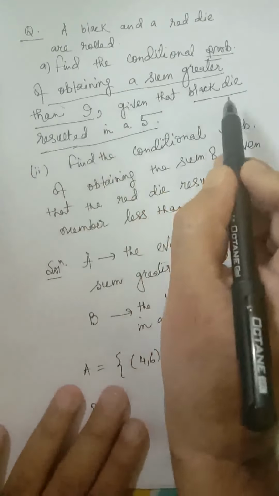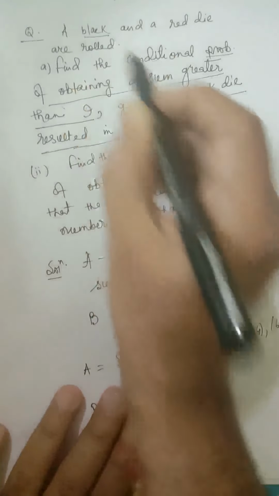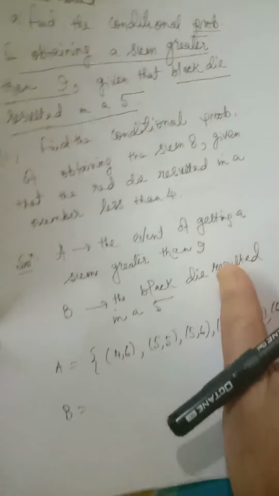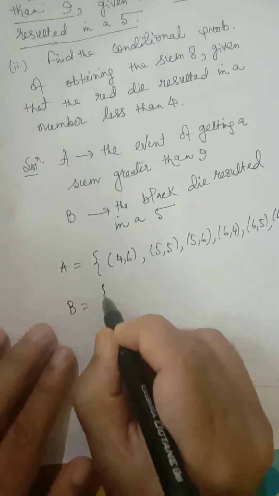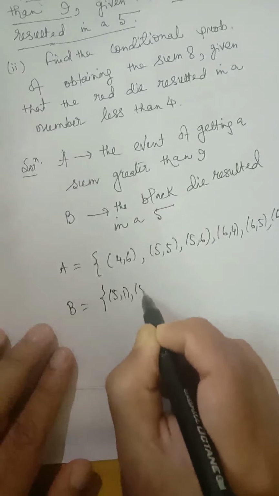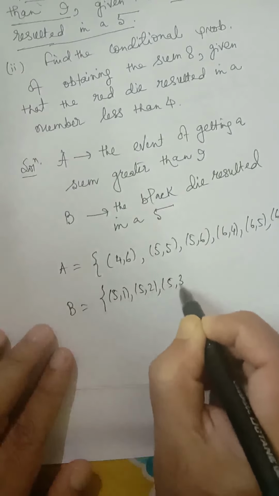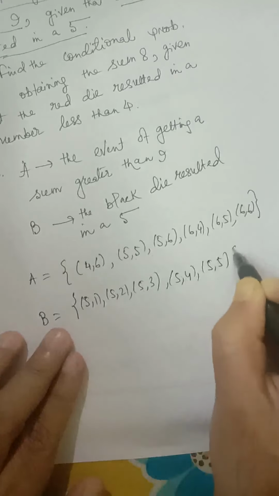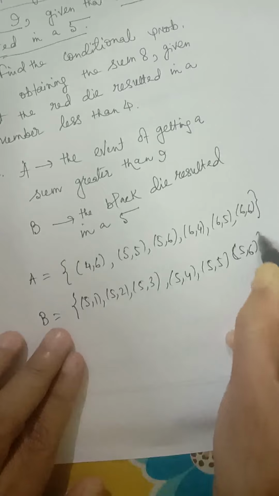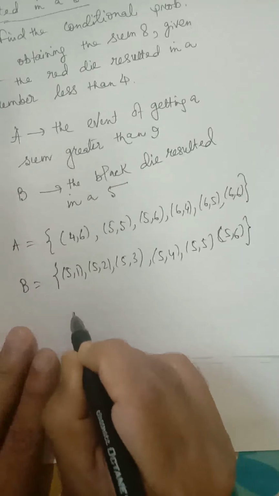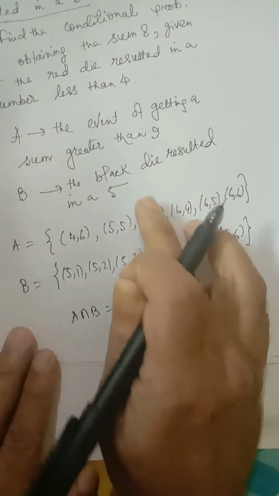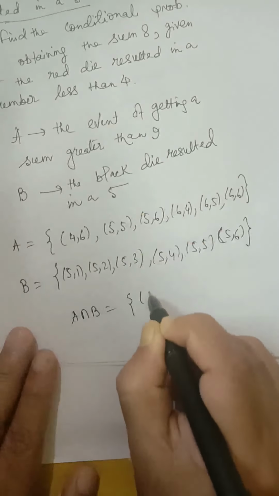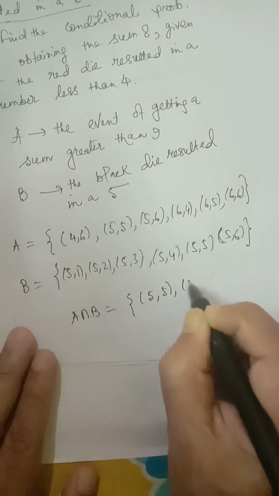B, the black die. Black die means the first die. The black die resulted in a 5. So we'll write these cases: (5, 1), (5, 2), (5, 3), (5, 4), (5, 5), (5, 6). Now A intersection B, the common elements, are (5, 5) and (5, 6).